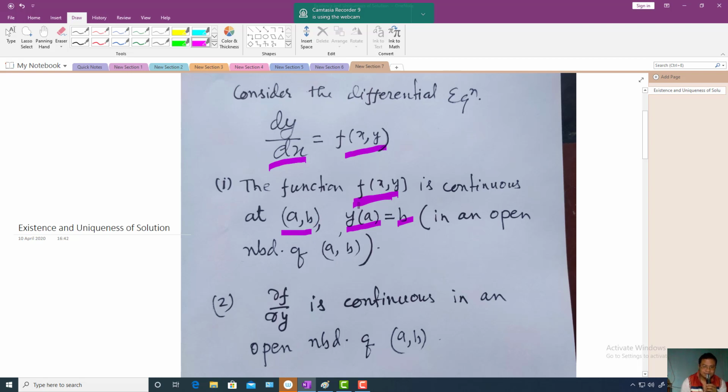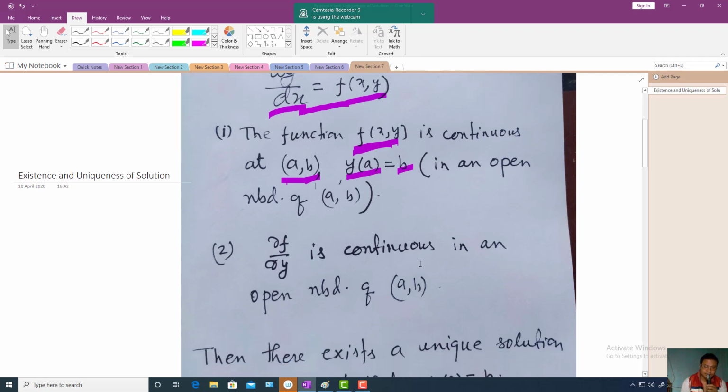So if this function is continuous in an open neighborhood of this point (a, b), then this theorem says that there will be a solution passing through this point. There will definitely be a solution of this differential equation passing through this point. This is about existence. If the function in the right hand side of the differential equation is continuous about a point (a, b), then passing through that point (a, b) there will be a solution of the differential equation.